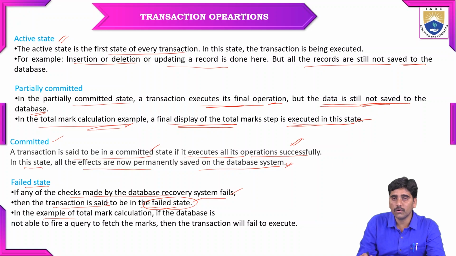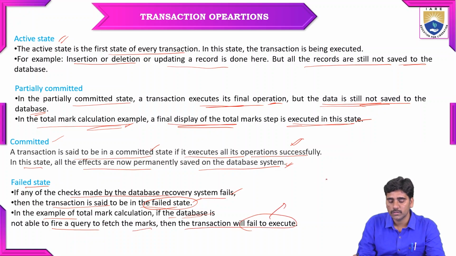So in the example of total mark calculation, if the database is not able to fire a query to fetch the marks, then the transaction will fail to execute. If it has not fired a query for exactly the result you want, then the transaction will fail to execute.